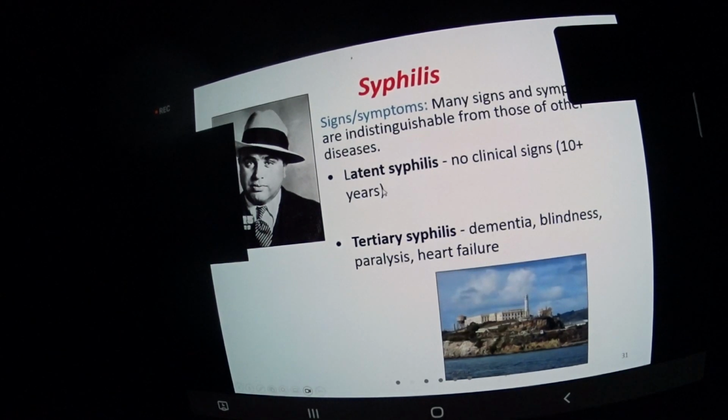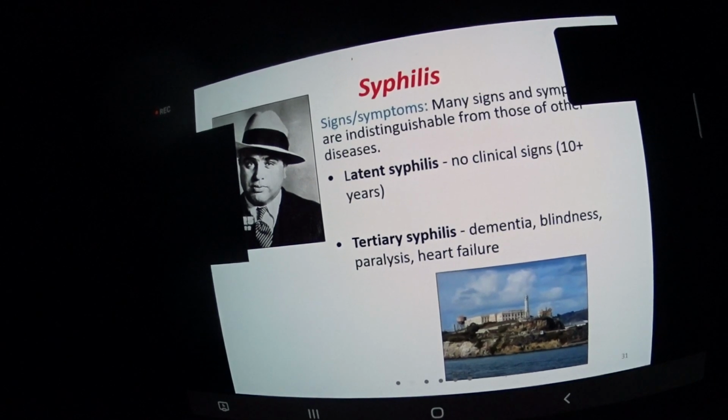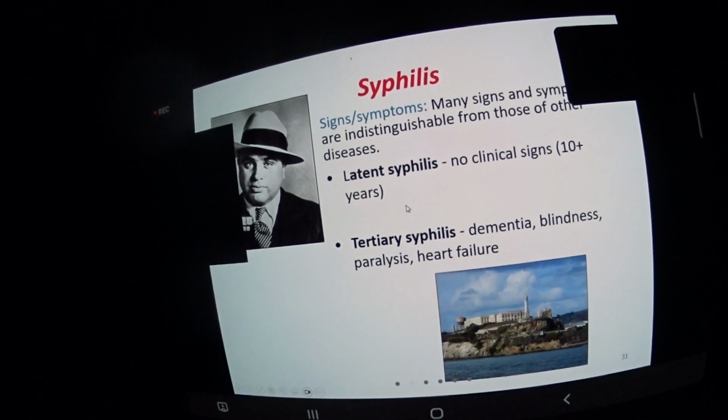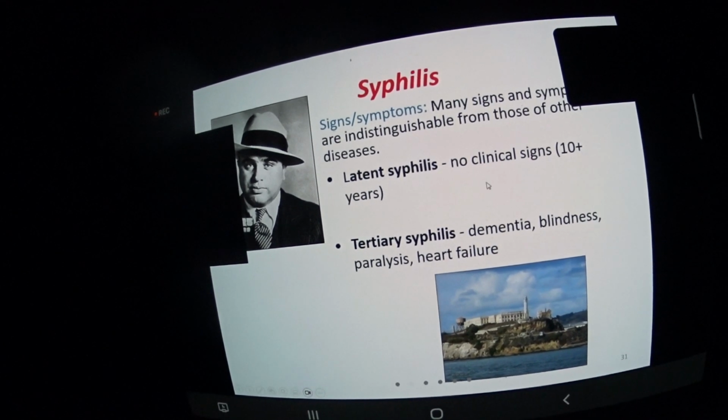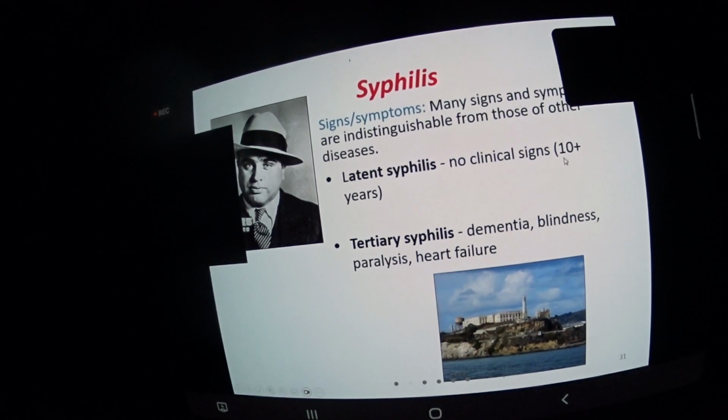Then we have latent syphilis, so the third stage. Funny, if they still don't do anything from the secondary, and all of the signs and symptoms go away, then there's a period where they think, oh, okay, I'm fine. There is nothing going around. Whatever I had, I'm cured now. And that's latent. It can last up to 10 years.